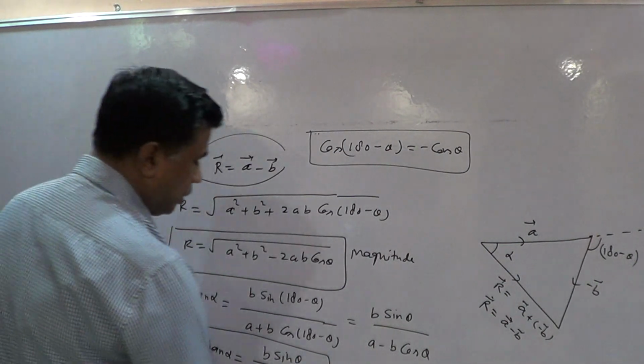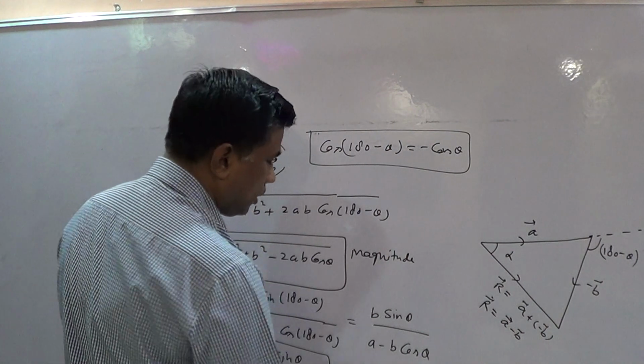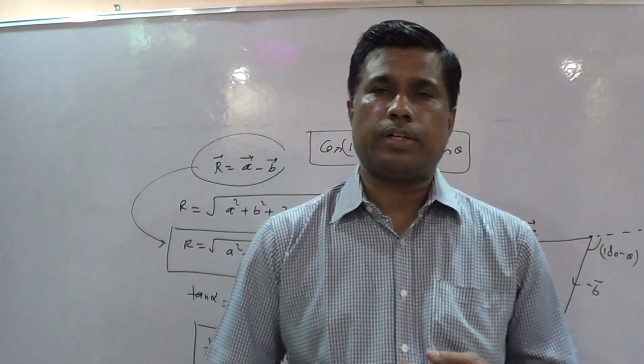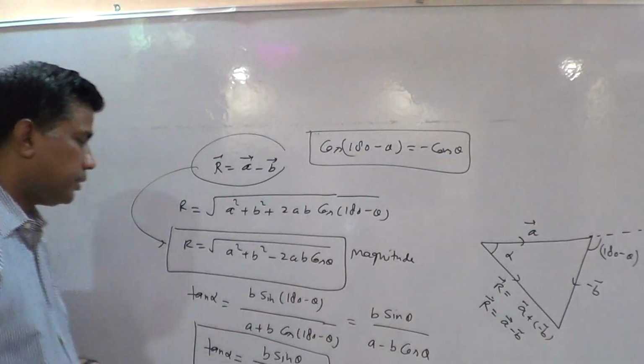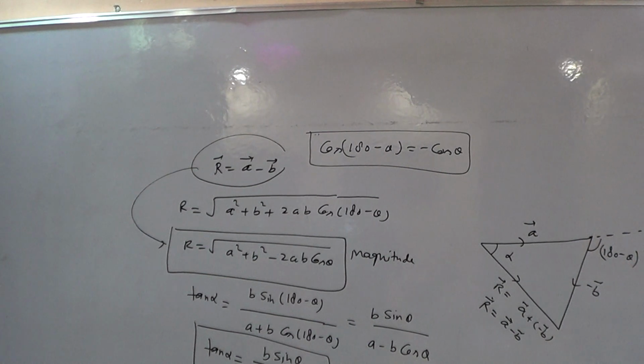So by this formula, you can find the direction of this R vector, which is equal to vector A minus vector B. Student, you can write it. Write all these things. Now in the next video, I will discuss another method of subtraction of two vectors.